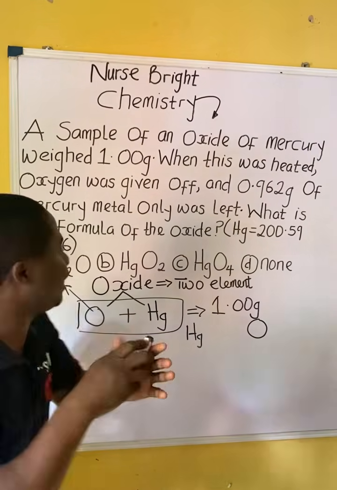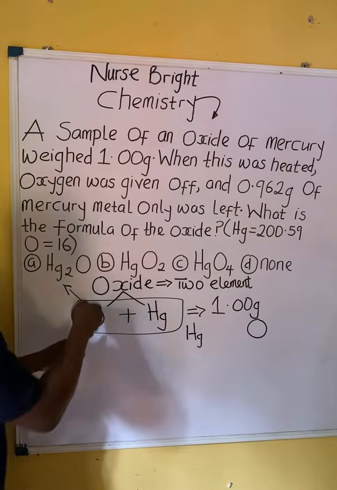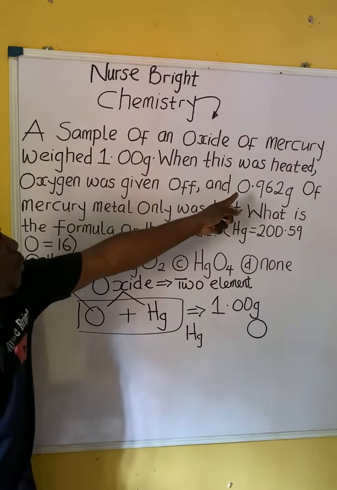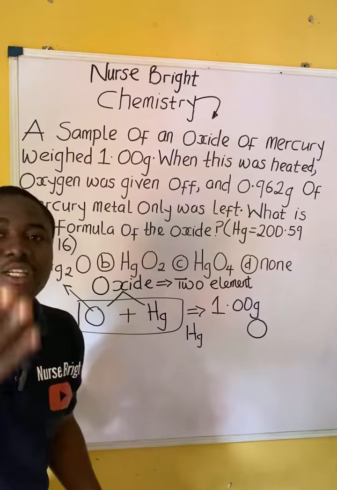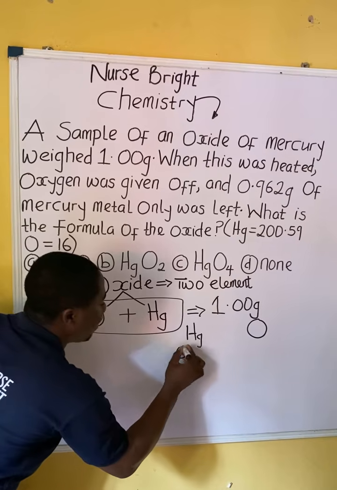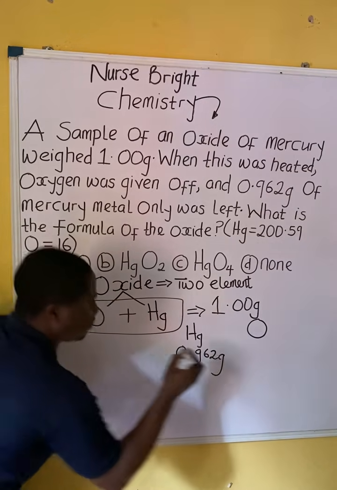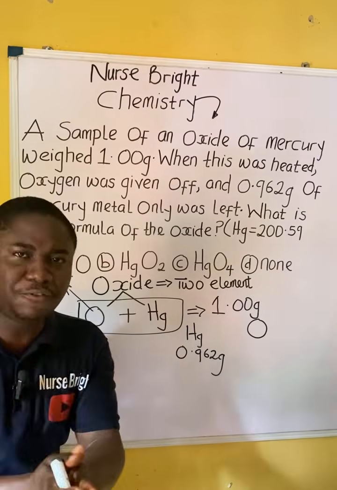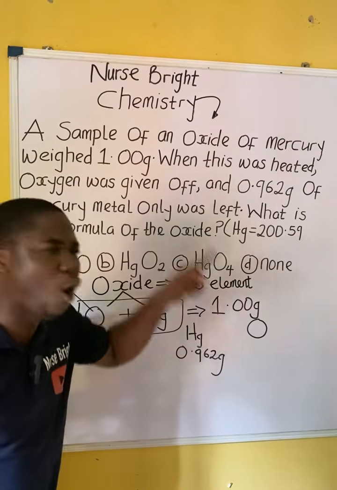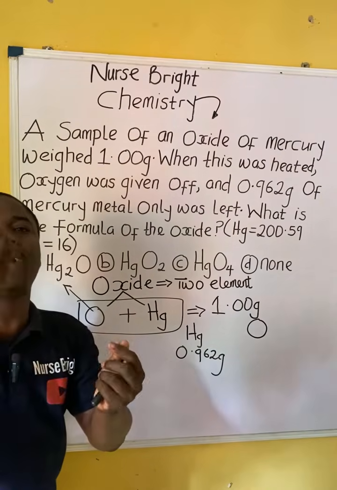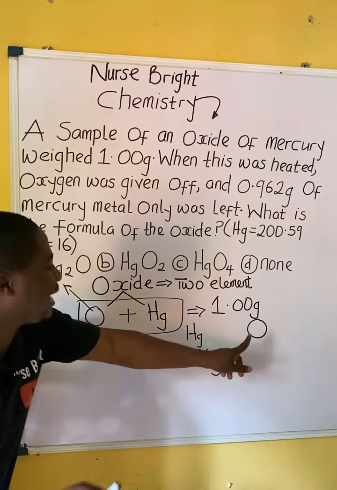So let's read the question again to know what we have to do. Listen, they said that when this sample was heated, oxygen was given off and 0.962 grams of the mercury metal only was left. So from this question, the mass of mercury itself is 0.962 grams. Are you there? If you observe carefully, there is no place in this question they actually gave us the mass of oxygen, because I just told you that we need the masses of both elements to solve for the empirical formula. So what do we do to get the mass of oxygen?